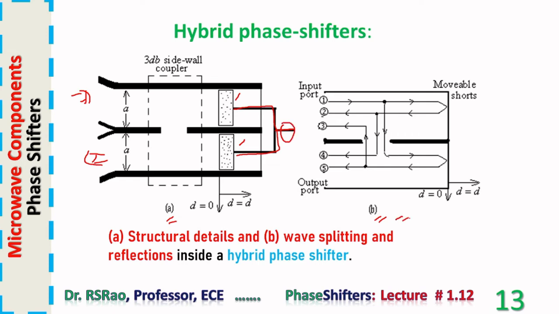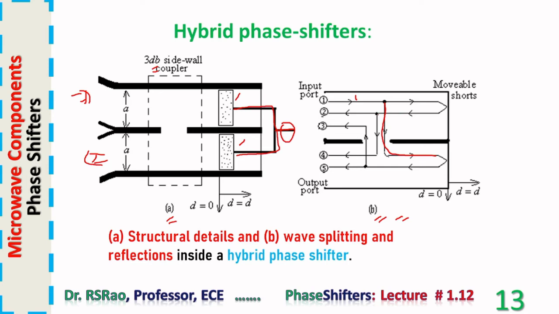Here the functioning is described. Let us suppose a wave is given here at the input port. It travels. As it is a 3 dB coupler, half of it, if it is 1 watt, half of it gets coupled to the coupled port. Only half moves towards the shot. It hits the shot, gets reflected, and then starts traveling towards port 1 or the input port.